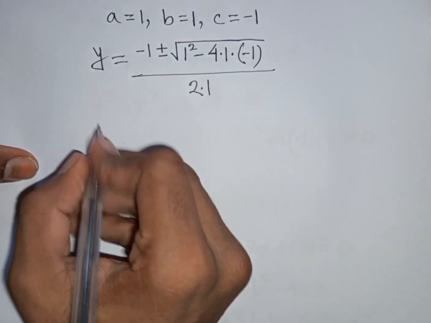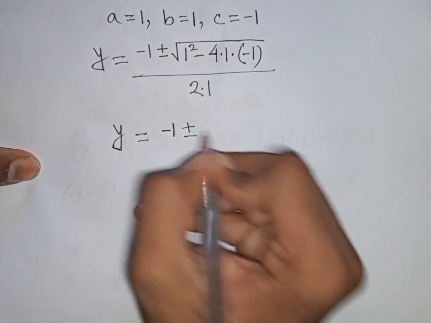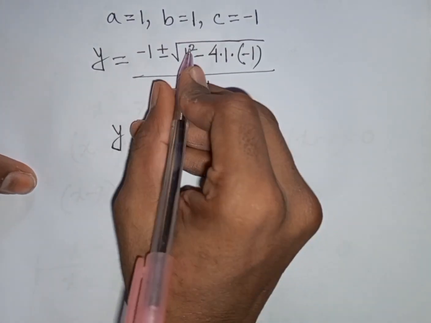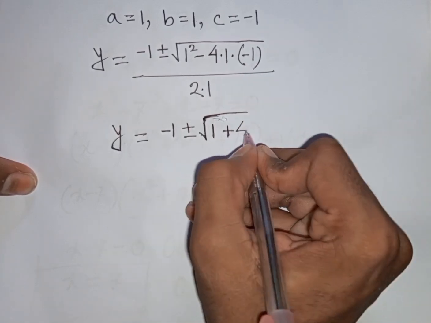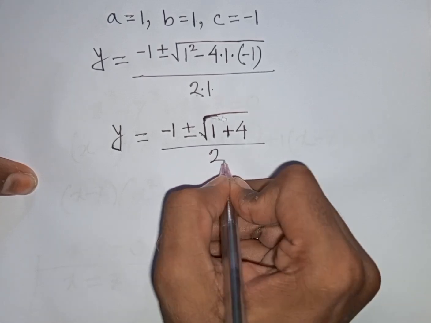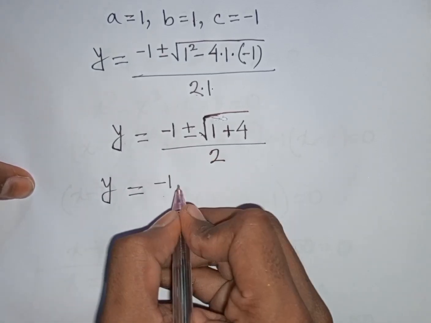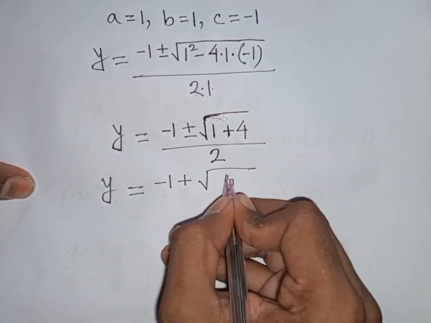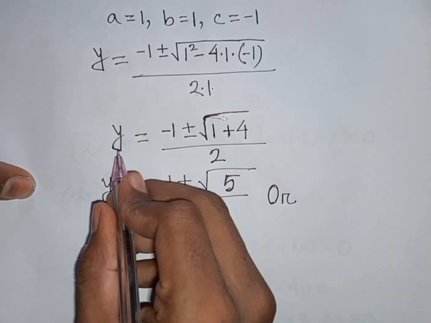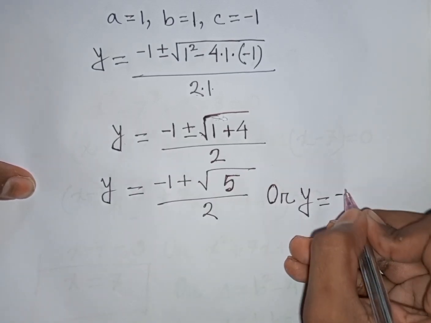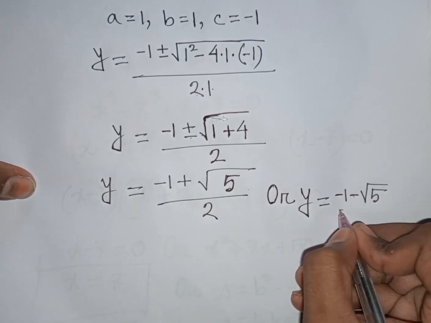Now I can write here y is equal to minus 1 plus or minus square root of 1 square is same as 1, then minus times minus, that means it will be plus, then 4 times 1 times 1, that means it will be 4, then divided by 2 times 1, that means 2. Now we see here two cases, so you can write here y is equal to minus 1 plus square root of 1 plus 4, that means it will be 5, then divided by 2. Or y is equal to minus 1 minus square root of 1 plus 4, that means 5, divided by 2.